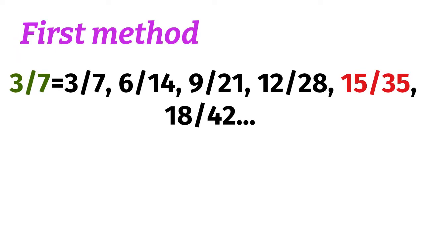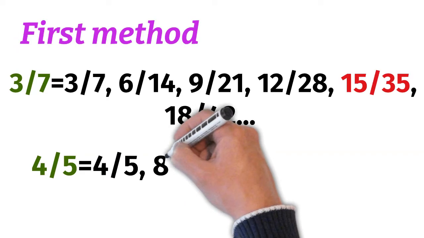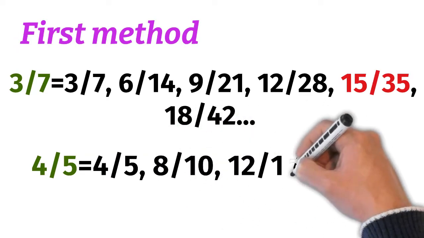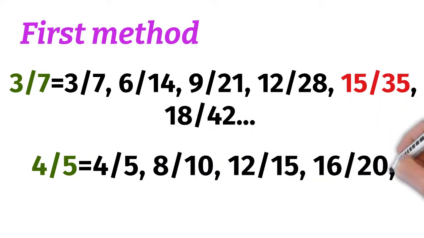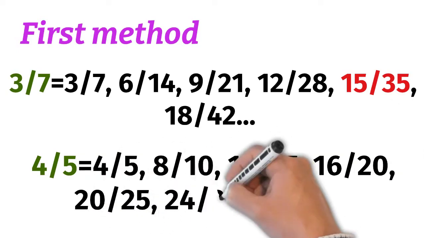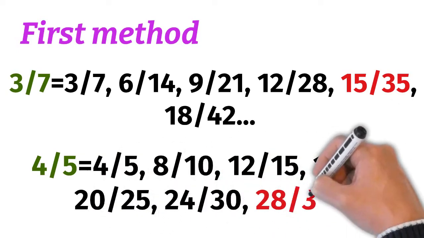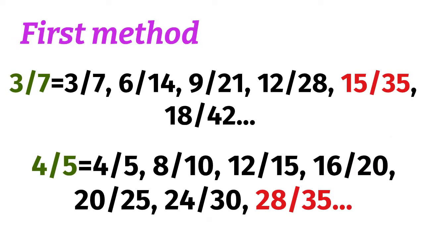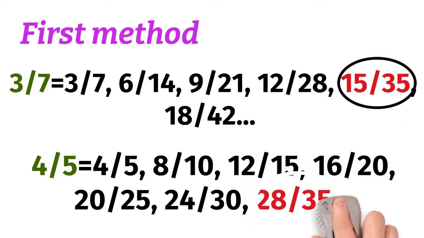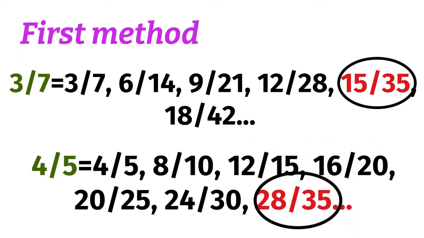And equivalent fractions of 4 by 5 are 4 by 5, 8 by 10, 12 by 15, 16 by 20, 20 by 25, 24 by 30, 28 by 35 and so on. The equivalent fractions of 3 by 7 and 4 by 5 with same denominator 35 are 15 by 35 and 28 by 35 respectively, and thus they are like fractions.